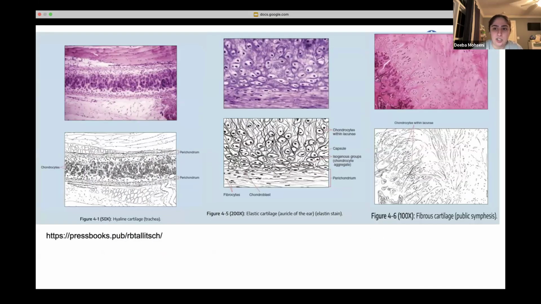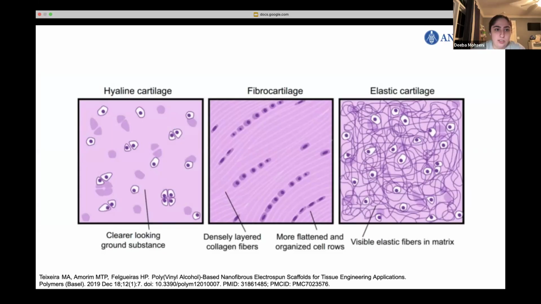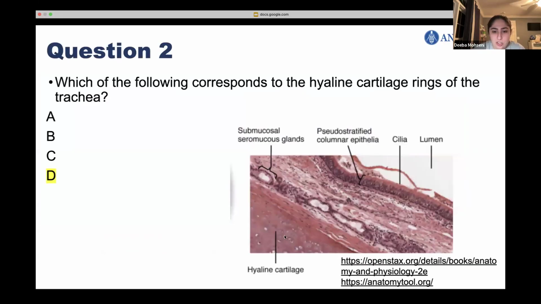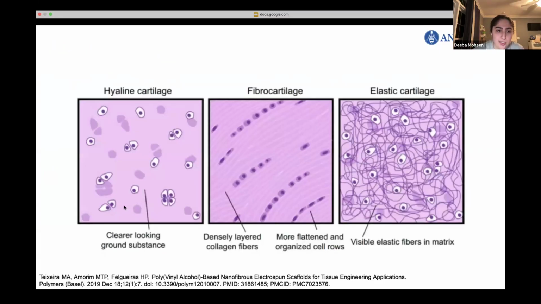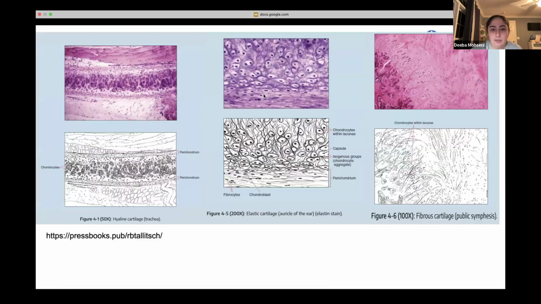And then this is kind of what you would see in actual histology slides. So this right here is your hyaline cartilage. Let's go back to this picture. You can see you have your cells in this clearer background, which corresponds to this more cartoony picture in this one. And then this is elastic cartilage, and I apologize that they're not in the same order as they were on the previous slide.